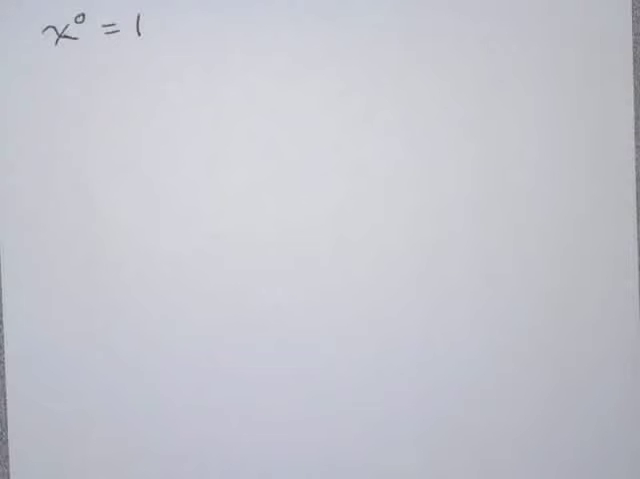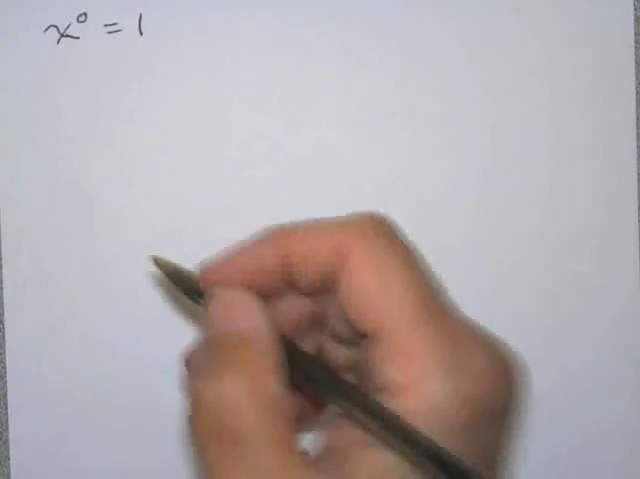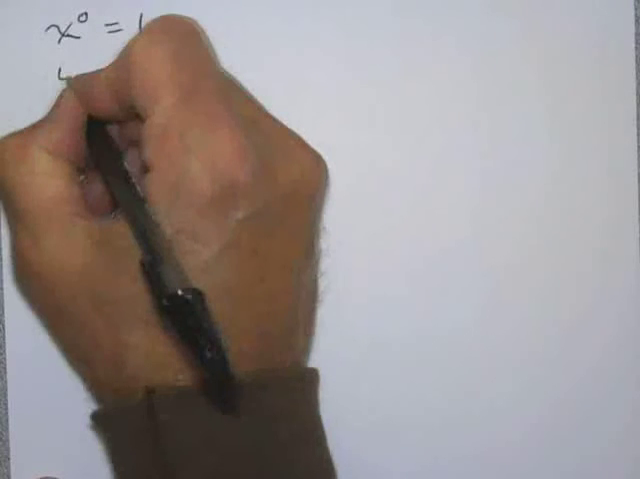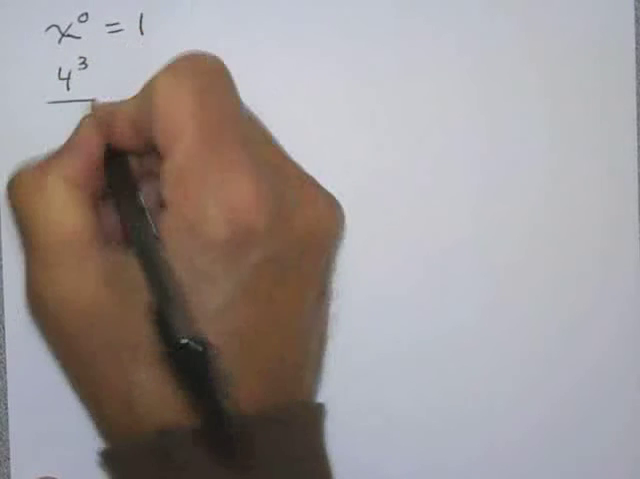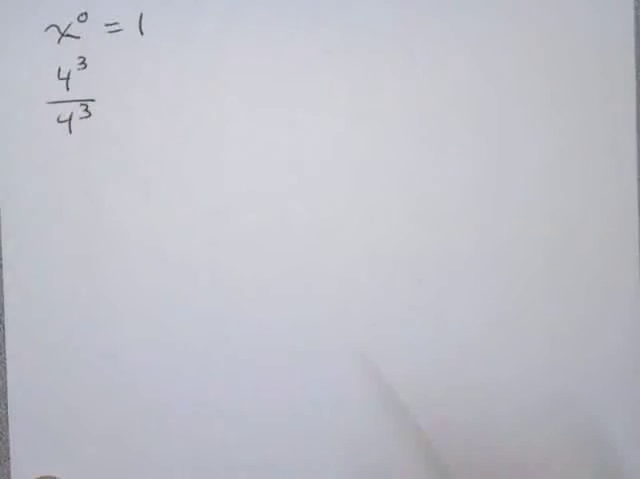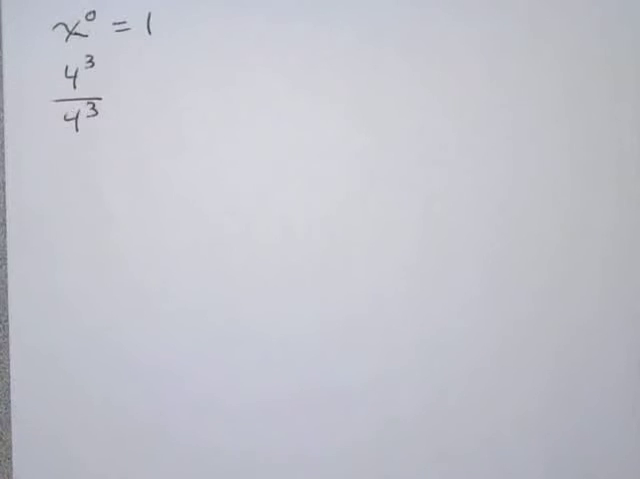In this video, we're going to prove this idea that anything to the 0 power equals 1. And I'm going to do that with an example where I have 4 to the third power divided by 4 to the third power. And as you may recall from our previous lessons, when we are dividing exponents, we subtract the exponents when the bases are the same. So I'm going to start by expanding this out.